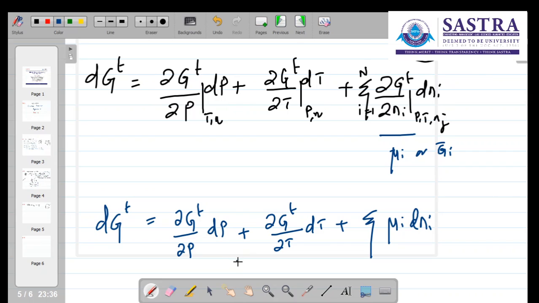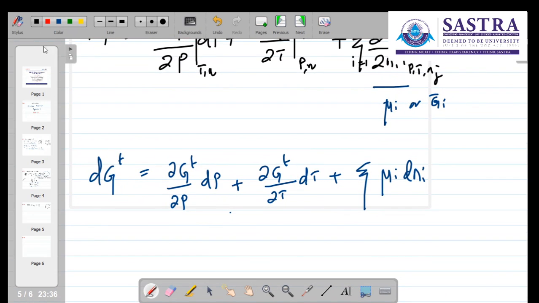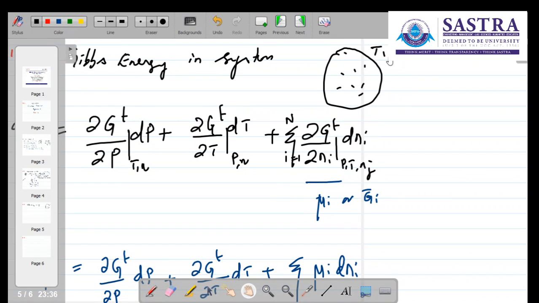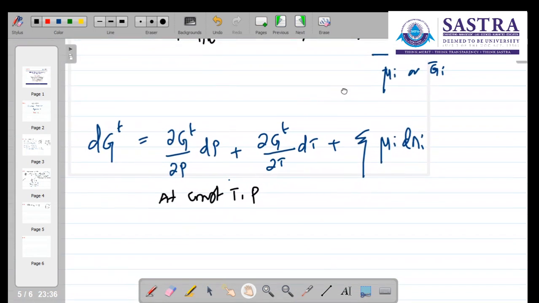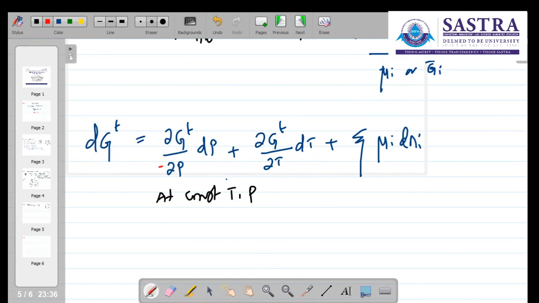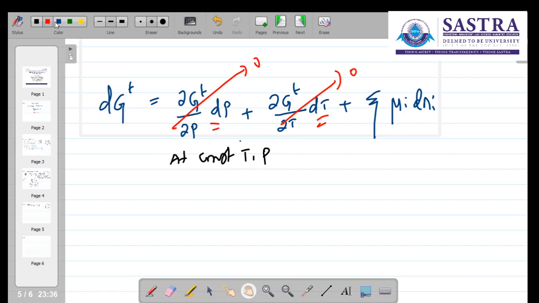Now in this case, what about at constant temperature and pressure, because we have already said it's a reacting system, but the temperature and pressure are fixed. So if the temperature and pressure are fixed, we know that these two terms go to 0 because this is not changing and this is not changing. Which essentially means that dG t is equal to sigma mu i dn i, right? So we know that it is sigma mu i dn i.